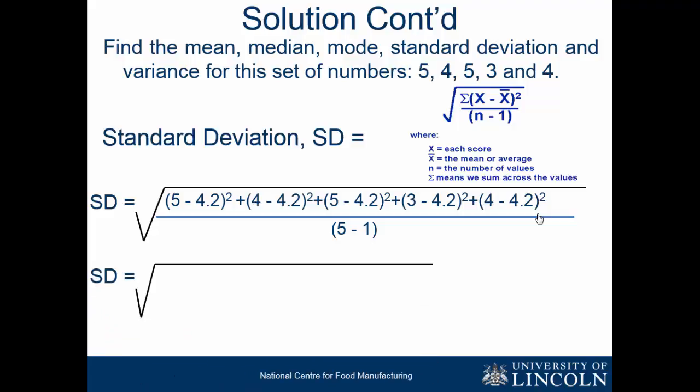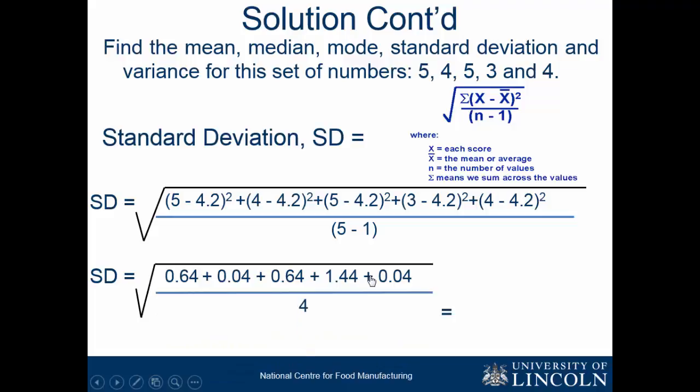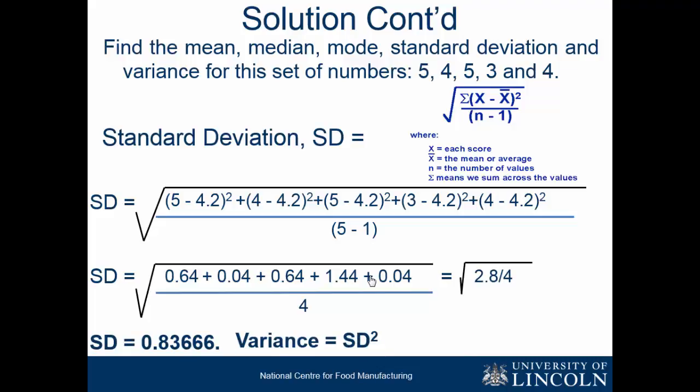We simplify that, and we have this. The 0.64 stands for 5 minus 4.2 squared, and so on for the rest of the items. Then we divide by 4. So our standard deviation is the square root of 2.8 divided by 4, which is 0.8366. To find our variance, we know that the variance is the square of our standard deviation. When you square this, you have your variance to be 0.7.